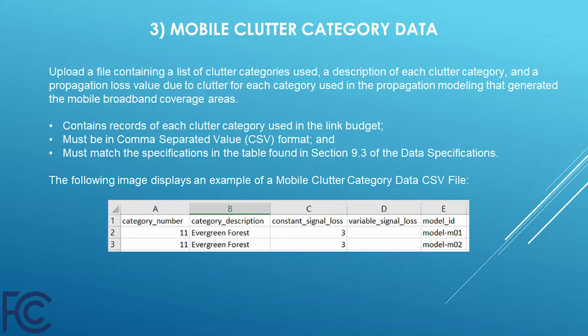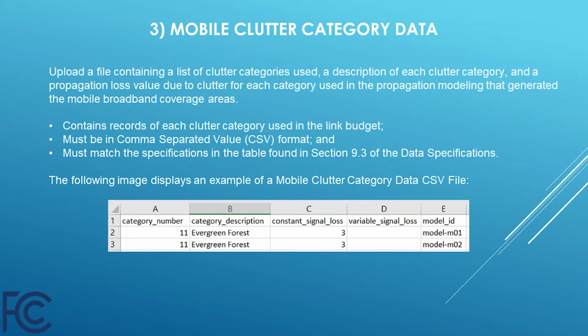The image at the bottom of this slide displays an example of a mobile clutter category data CSV file. To the extent a constant signal loss is attributable to a given clutter category, the value for a variable signal loss may be null, and vice versa, i.e., if a variable signal loss value is attributable to a given clutter category, then the value for constant signal loss may be null. Each clutter category must include a model ID that corresponds to the model ID value listed in the mobile propagation model detail file.